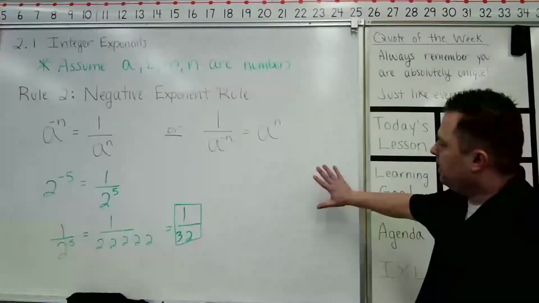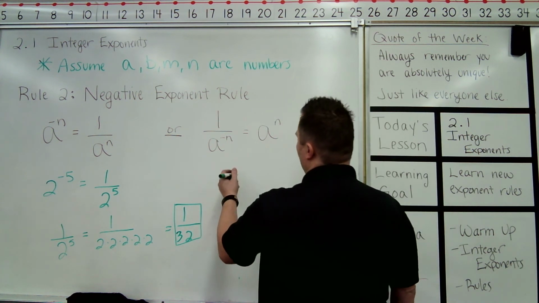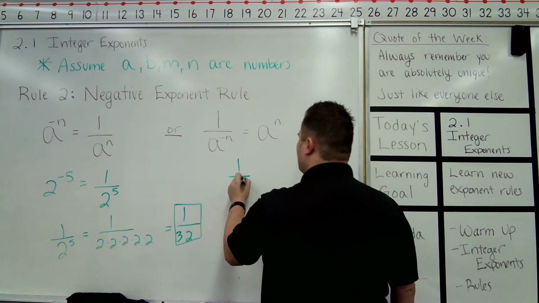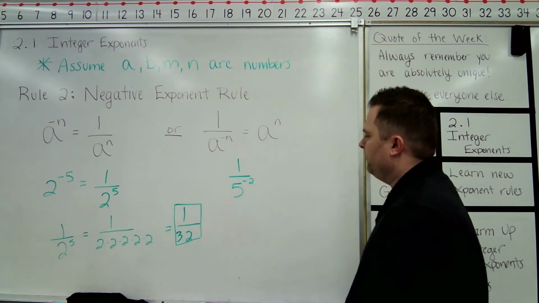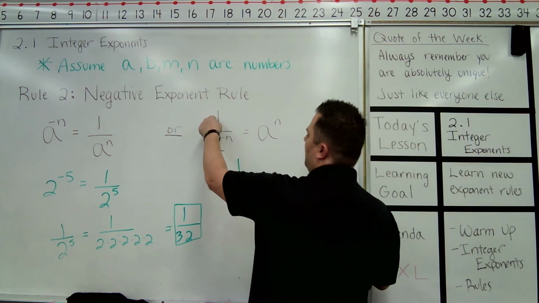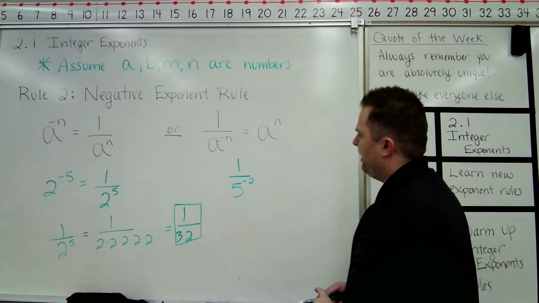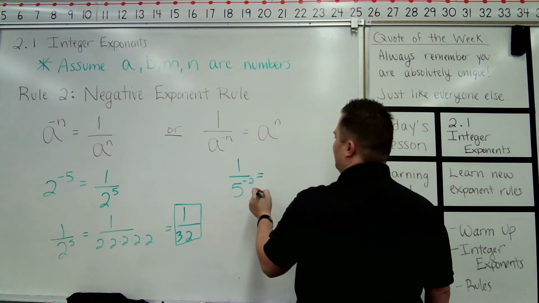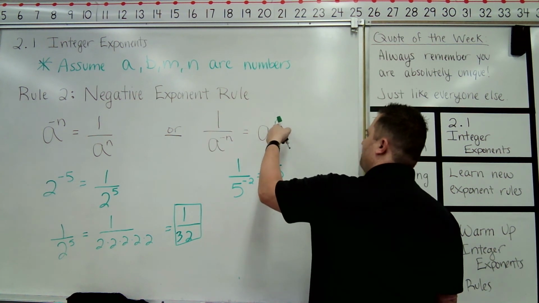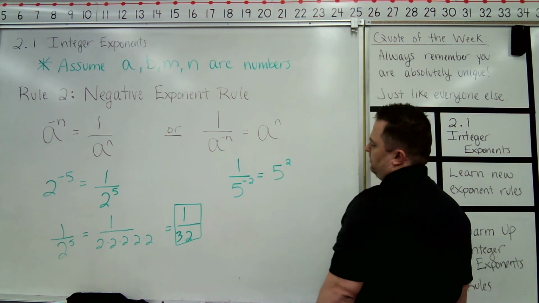Let's do another example of the fraction kind. Suppose we have 1 over 5 to the negative 2. It looks just like this: 1 over some number to a negative exponent. What this rule says is I can rewrite this as that same a, which is 5, to the positive version of that exponent, right? So the positive version of this is positive 2.